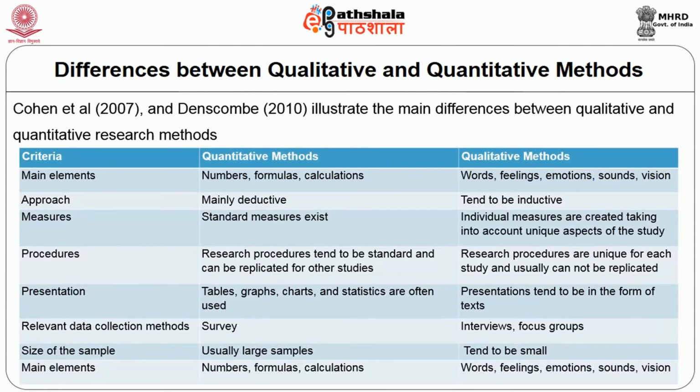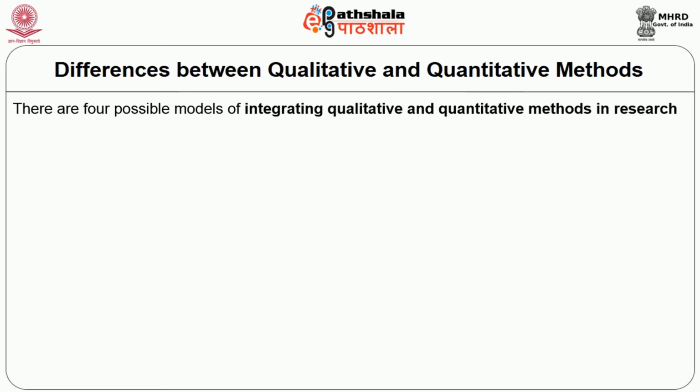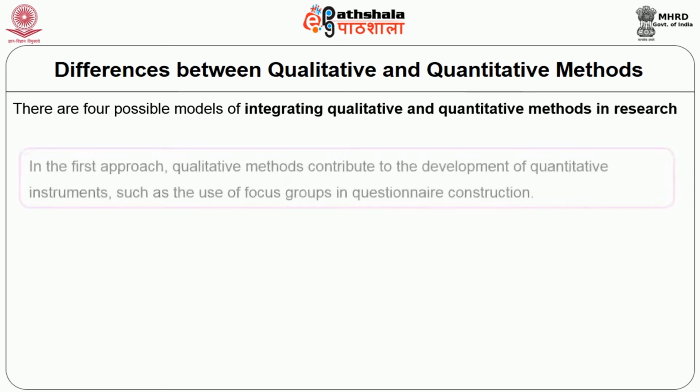Also, Cohen et al. 2007 and Denscombe 2010 have illustrated the differences between quantitative and qualitative research based on main elements, approach, measure, procedures, presentation, relevant data collection methods, and sample size. There are 4 possible models of integrating qualitative and quantitative methods in research.